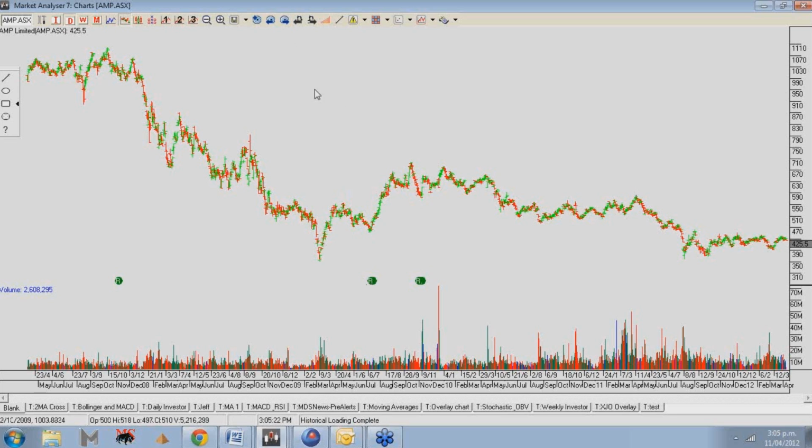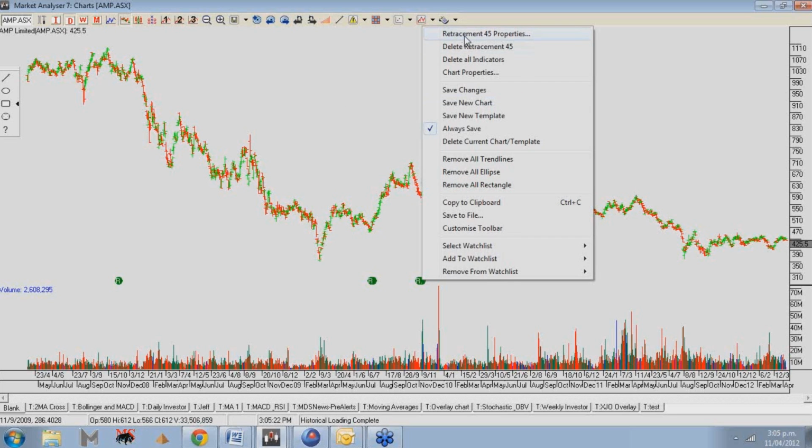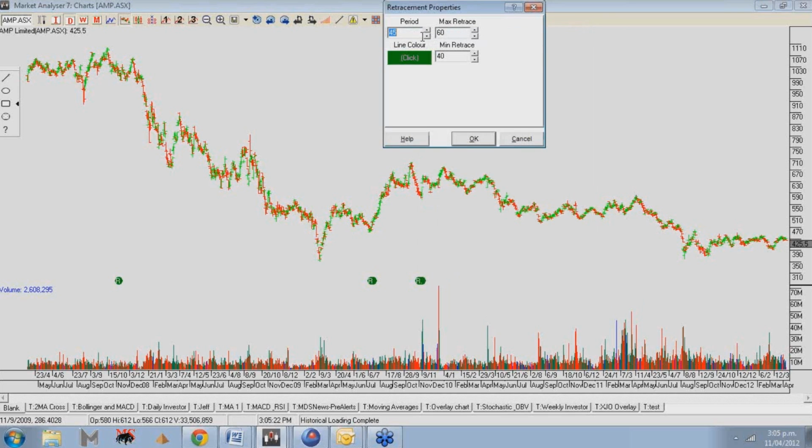You can customize the criteria in the retracement properties by setting the range. Maximum retracement 40 to 60, so we're looking at a range of around the 50 mark. You can change that, and we're looking at a 45 period term. And again, all that can be changed. But it's looking for that retracement or that pullback and then the continuation from that point.